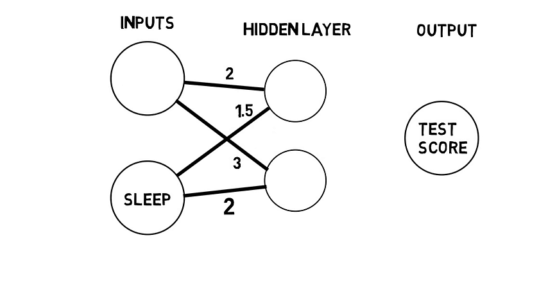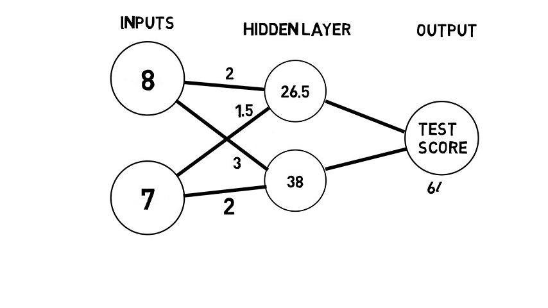So now if we have some inputs, like we studied for 8 hours in total and slept for 7 hours the night before. Well, you just multiply those by the weights and add them at the neurons. So those weights mean like one parameter carries more weight or is a better predictor of the outcome than the other. And this continues until the end, and it will spit out your predicted test score, or in our case, 64.5.